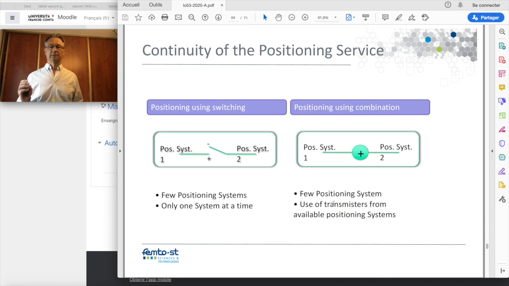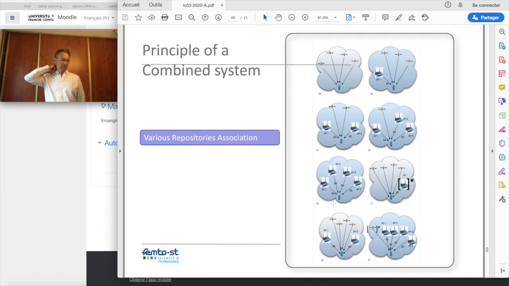At the opposite, when you use combination, the idea is to activate the two systems at the same time, and then use part of the information in order to have a final position which in a way combines the indoor and outdoor solution. Let me show you an example.